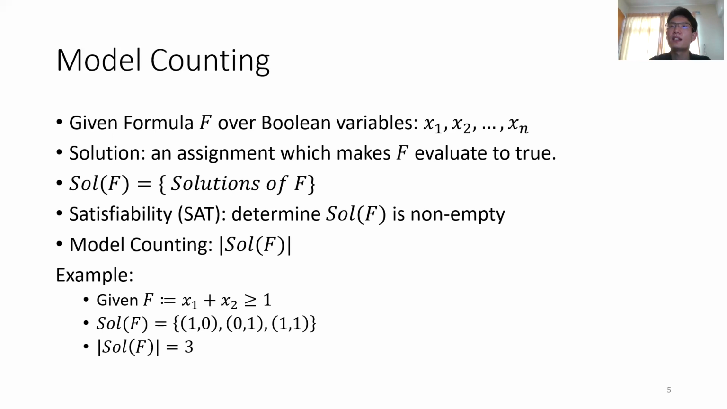For example, given a formula x1 plus x2 is greater than or equal to 1, the formula has 3 solutions: 1, 0; 0, 1; and 1, 1. For instance, assigning 1 to x1 and 0 to x2 makes the formula evaluate to true. Therefore, the formula is satisfiable because the solution set is not empty, and the model count is 3. That is the size of the solution set.